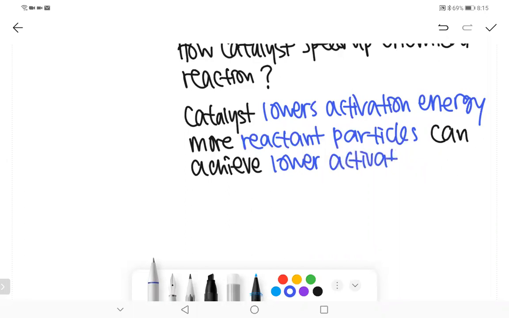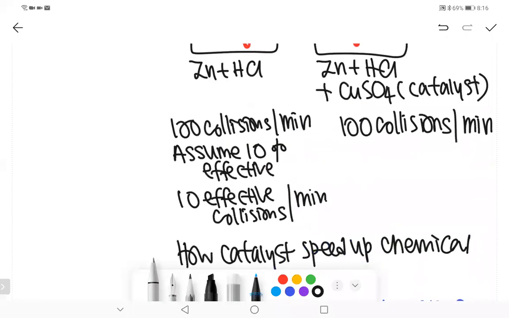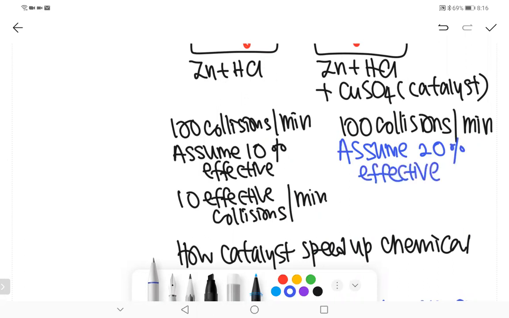Let's say just now, if the activation energy they put 70 joule, not many particles got 70 joule. But now if they lower down the activation energy from 70 joule to 60 joule, more and more particles got 60 joule. So when more particle can achieve the lower activation energy, means what? The percentage of effective collision is higher. So maybe now we have 20% is effective, for example. All these numbers, no need to memorize, just for demonstration.